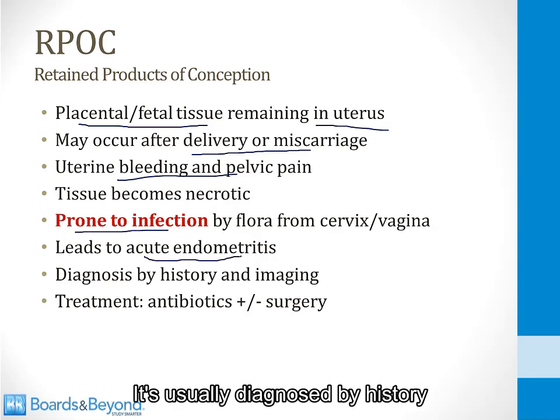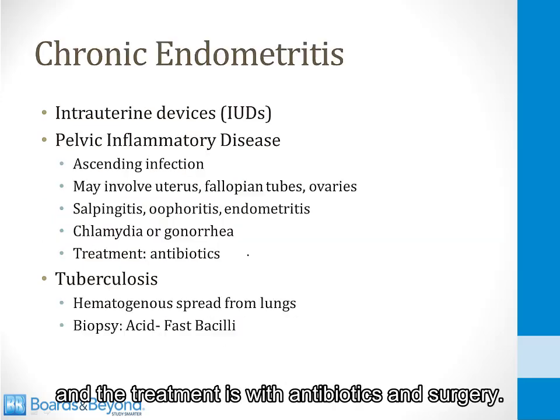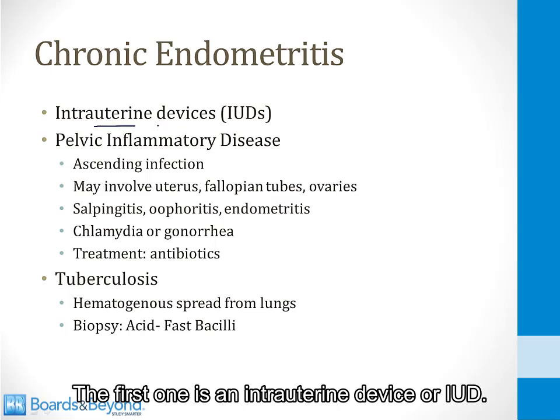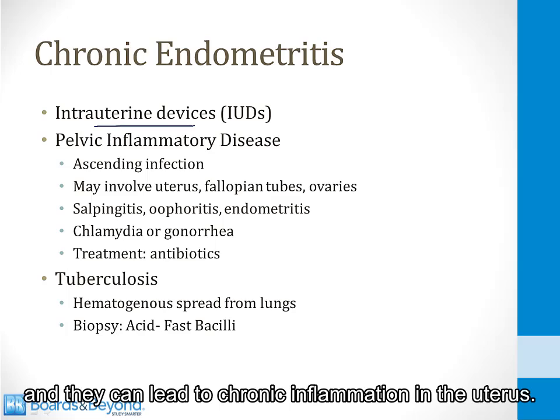It's usually diagnosed by history and also sometimes imaging, and the treatment is with antibiotics and surgery. For the chronic form of endometritis, there are three major causes. The first one is an intrauterine device, or IUD. Women sometimes use these for birth control, and they can lead to chronic inflammation in the uterus.